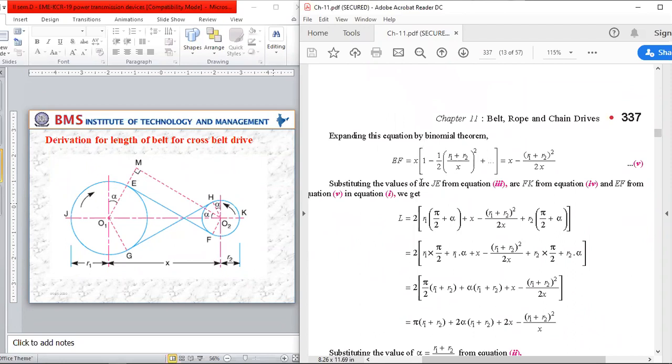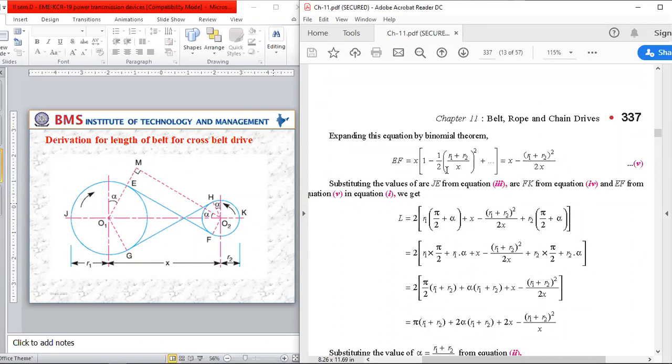So X into 1 minus 1 by 2 into 1 R1 plus R2 by X whole square. If I expand and substitute the X value, multiplying it with the inside terms, I'm going to get X minus R1 plus R2 whole square by 2X. Because there is an X square here, one X will be cancelled. I'll get X minus R1 plus R2 whole square by 2X. This is the value of EF.